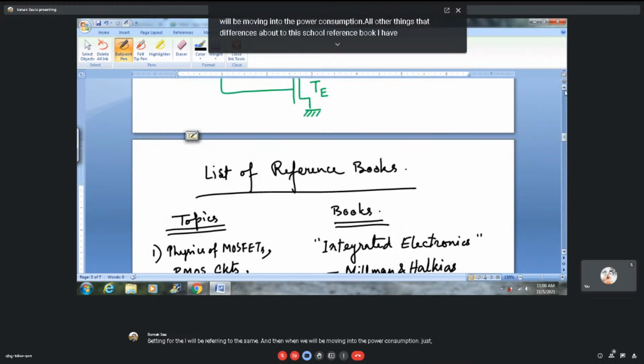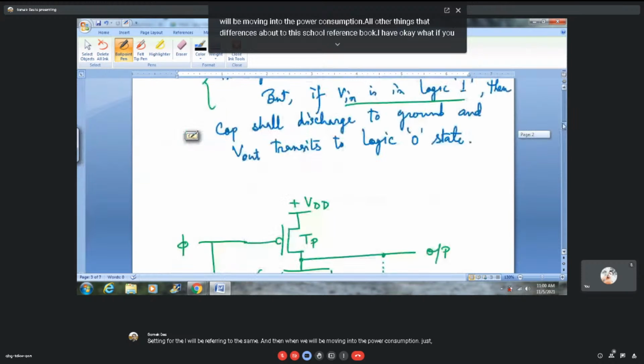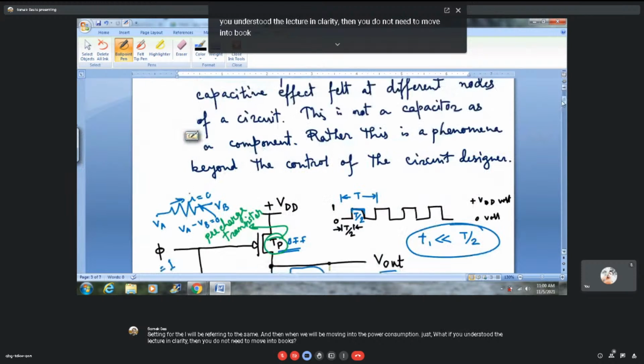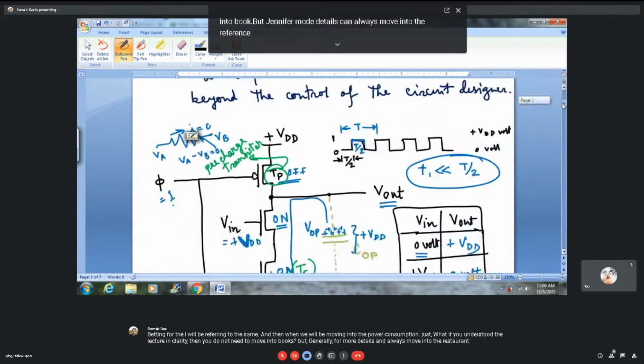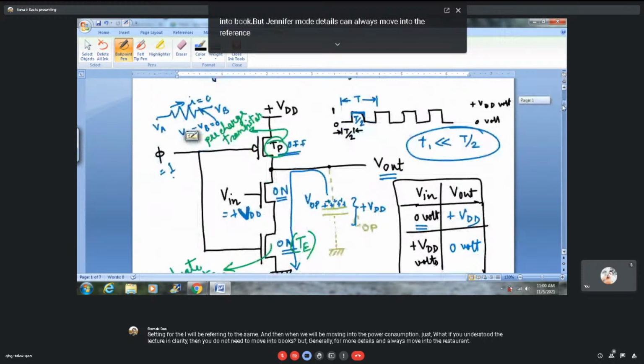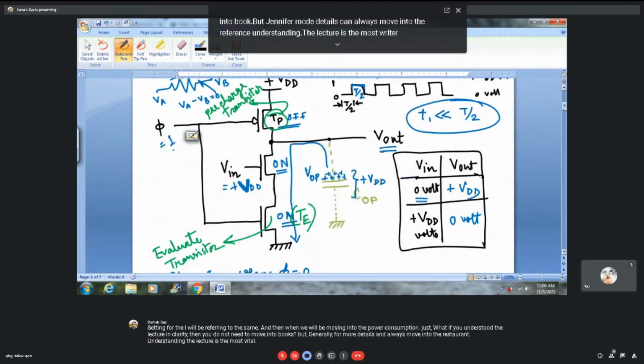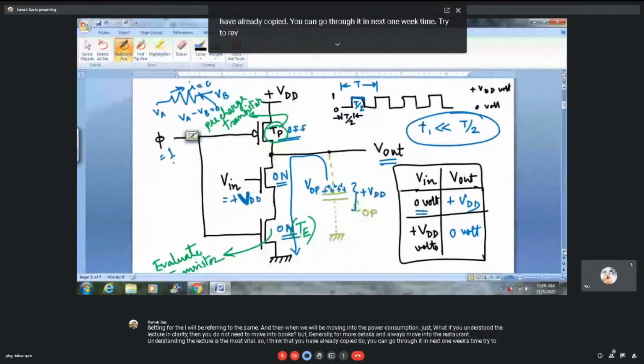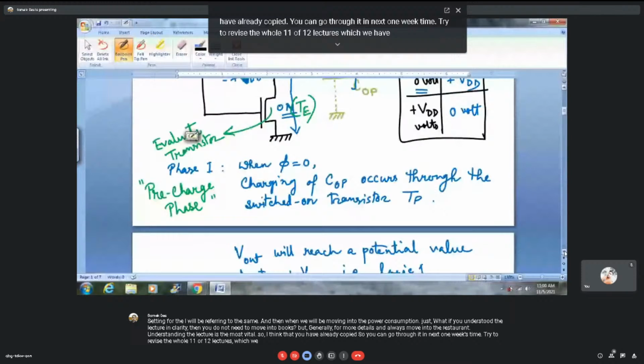But if you understood the lecture with clarity, then you do not need to move into books. For more details, you can always move into the reference book, but understanding the lecture is the most vital thing. So I think that you have already copied this. You can go through it in the next one week's time. Try to revise the whole 11 or 12 lectures which we have undertaken in this theoretical course.